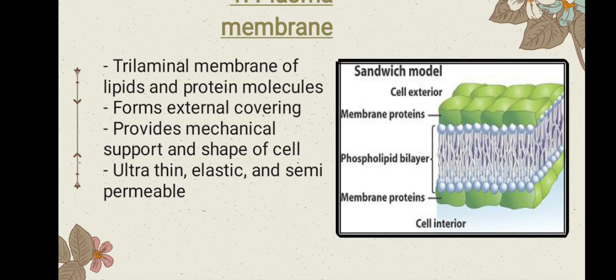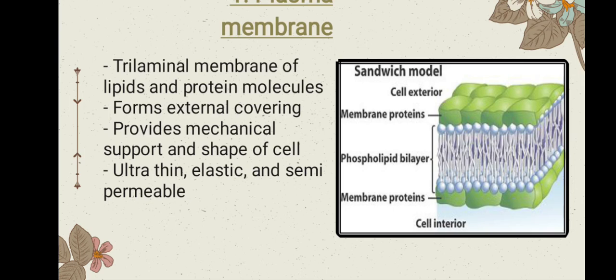As you can see, the animal cell does not have a cell wall, but the plasma membrane is present. So this is the main difference between the animal cell and the plant cell. Its main function is that it provides mechanical support and shape to the cell. Also, it performs various important physiological functions such as osmosis, diffusion, active and passive transport, endo and exocytosis, etc. So that was about the plasma membrane.